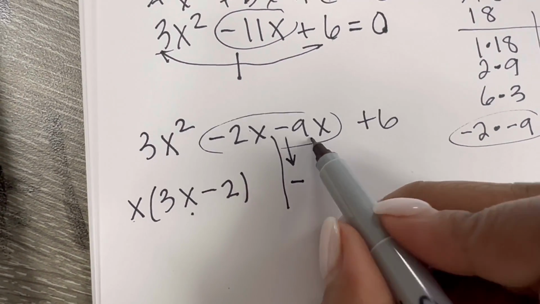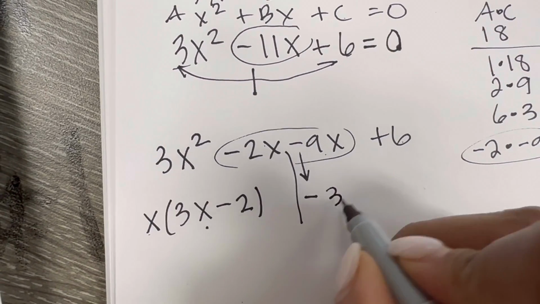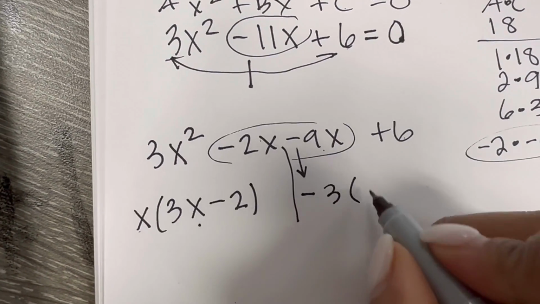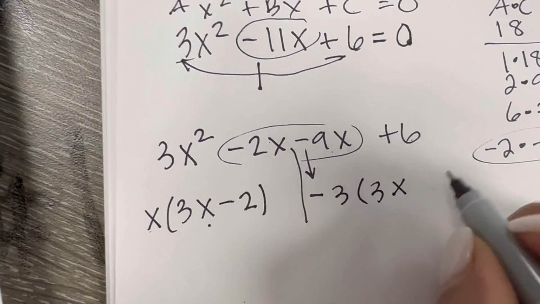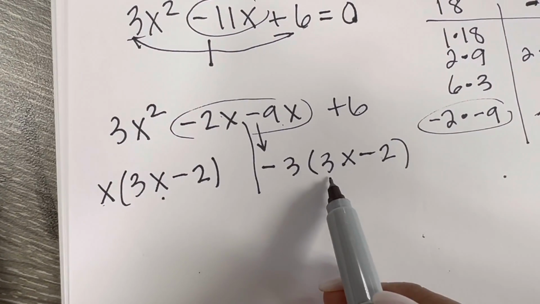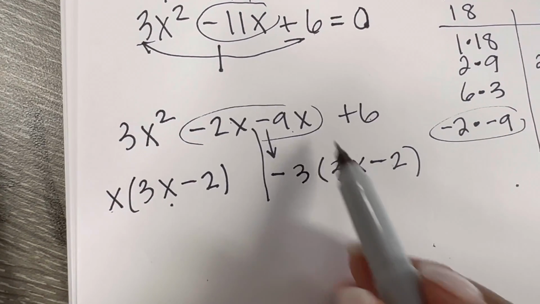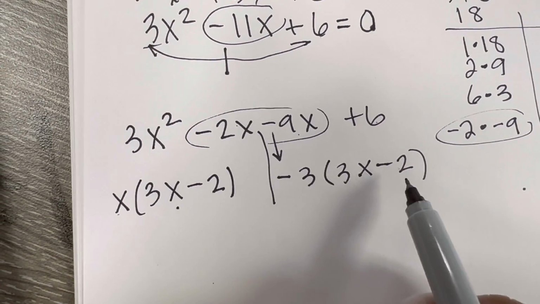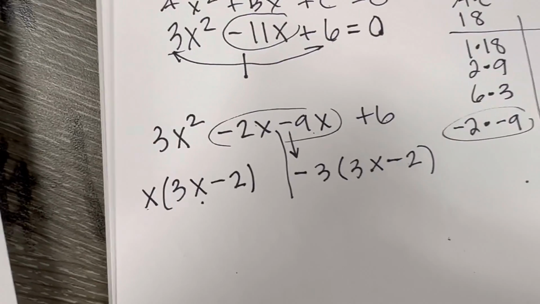What can you take out of a 9 and a 6? You could take a 3 out. You're left with 3x plus 3x minus 2. How do you know that? Negative 3 times 3 is negative 9. There's the x. Negative 3 times a negative 2 is a positive 6.